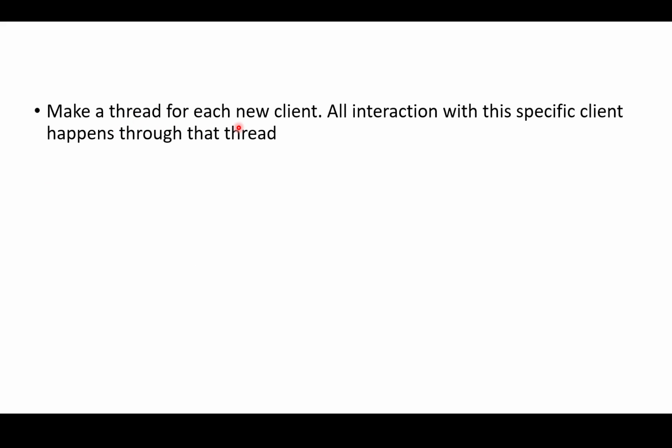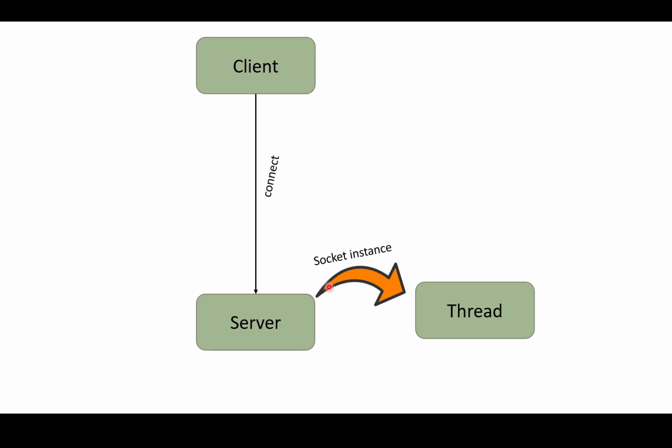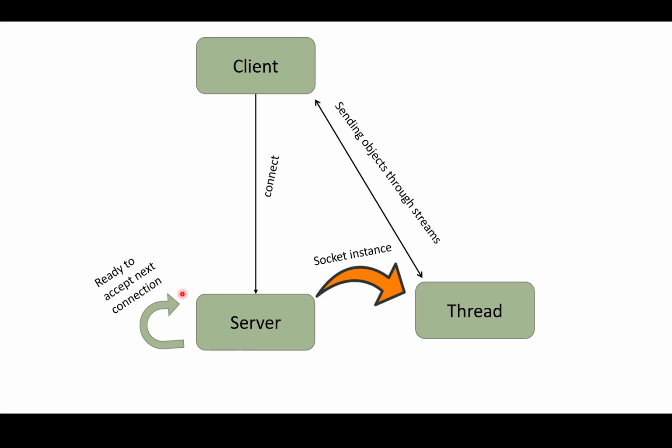Whenever we have a new client that connects, we're going to make a new thread. That means all interaction with this specific client is happening through that thread. So here's the idea. The client connects to the server. The server creates a new socket instance, which we hand over to a thread. And these two can then communicate with each other while the server goes back and is ready for the next client to connect.